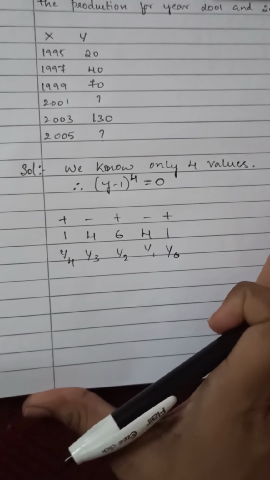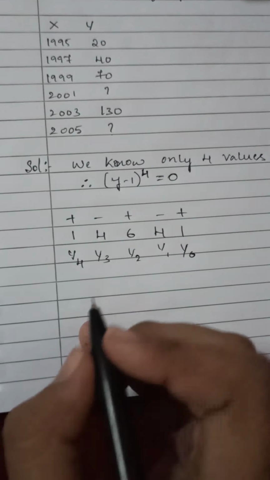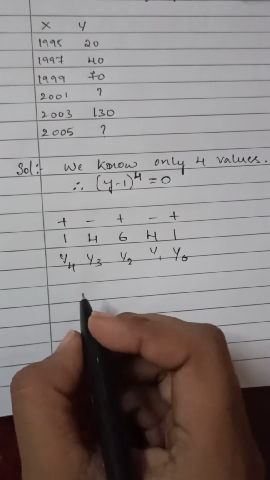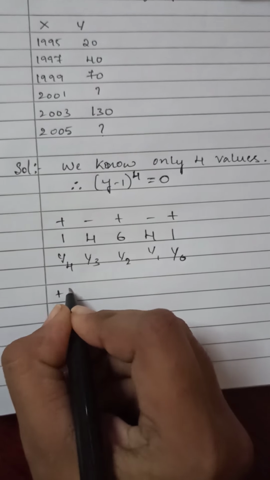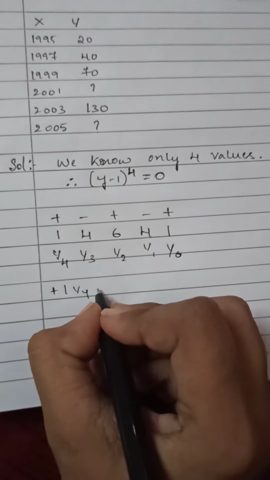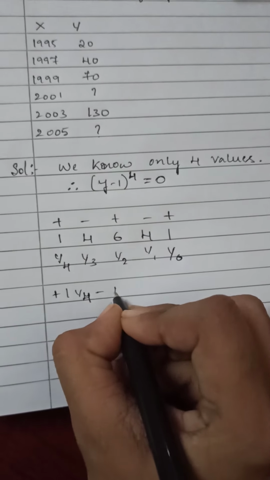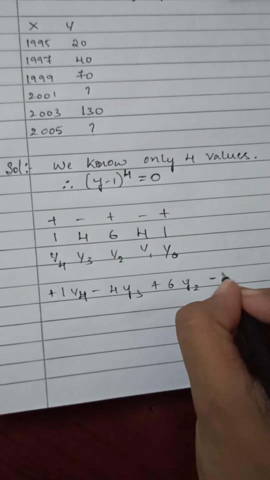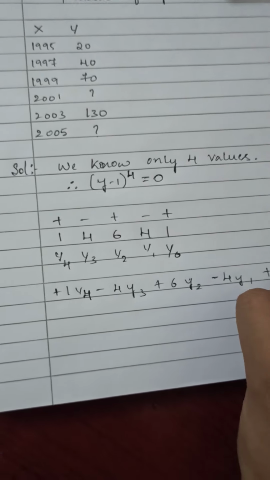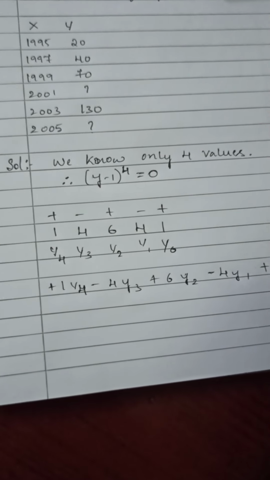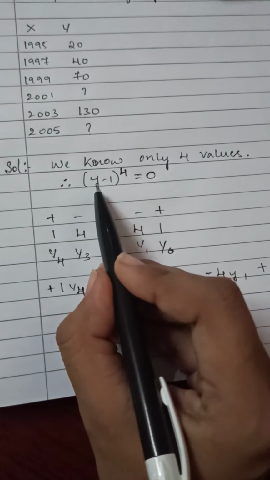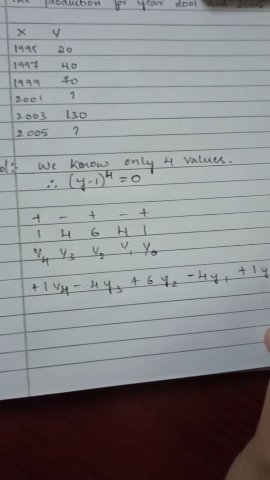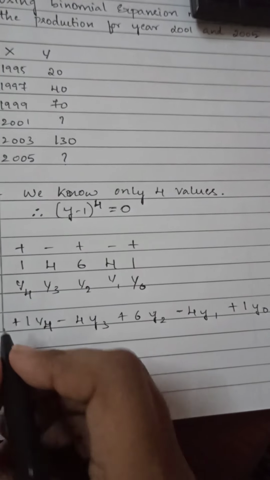Then what do we have to do? We have to substitute into the equation. When you have written it in a vertical form, now we have to write it in a horizontal form, that is plus 1 y4 minus 4 y3 plus 6 y2 minus 4 y1 plus 1 y0 equals 0. (y minus 1) to the power of 4 means this one equals 0. Then you have to substitute.